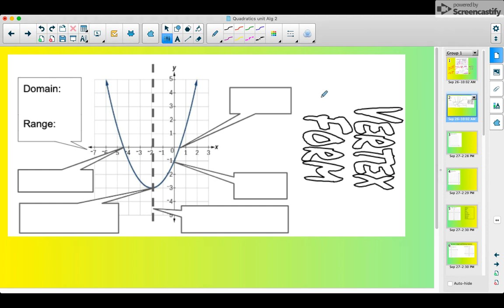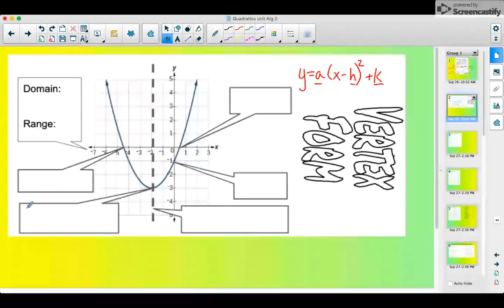So vertex form is just a form of an equation where it has y equals a(x minus h) squared plus k. I'm hoping these three letters look very familiar to us. So we're going to be talking about how we find each of those different pieces when we're dealing with a vertex form parabola. The nice part is that the vertex is exactly what we're given in the equation. It's always going to be at h comma k, no matter what.